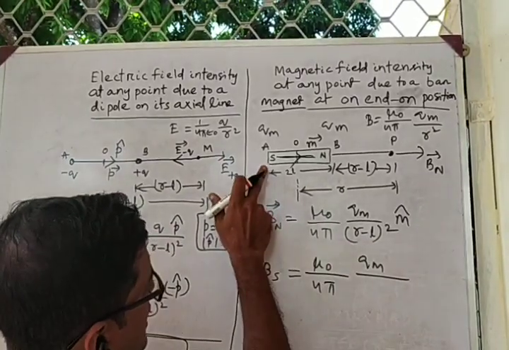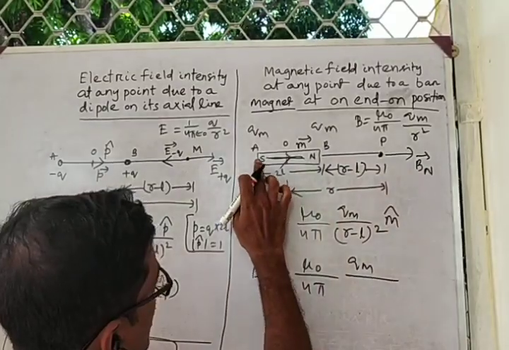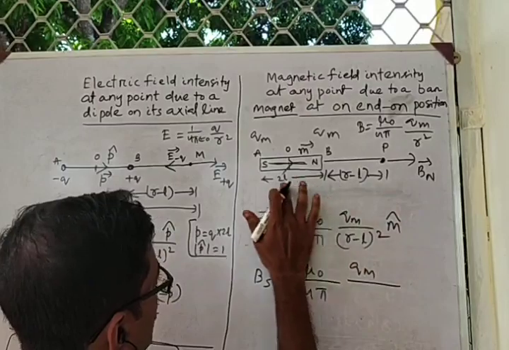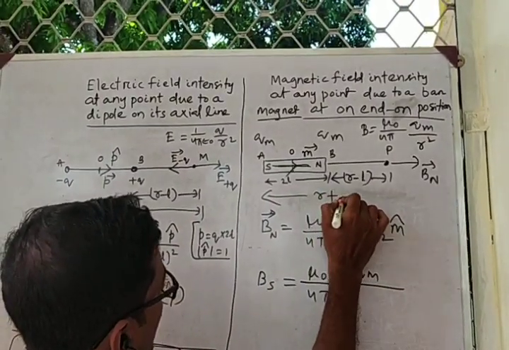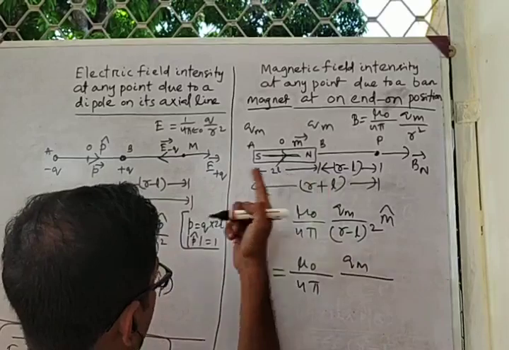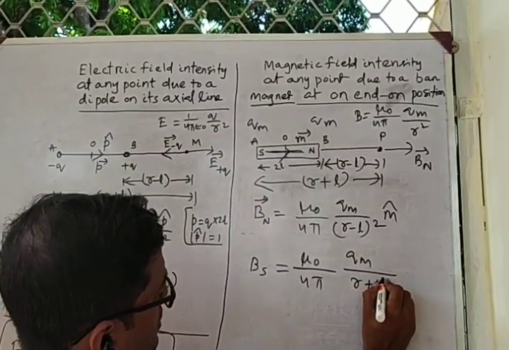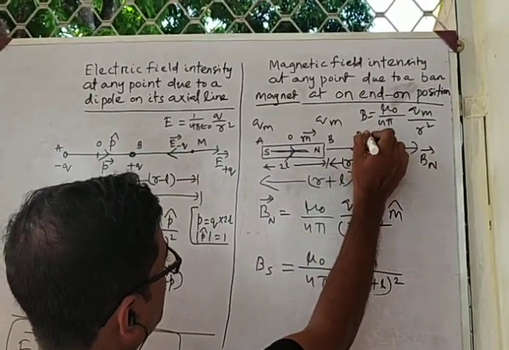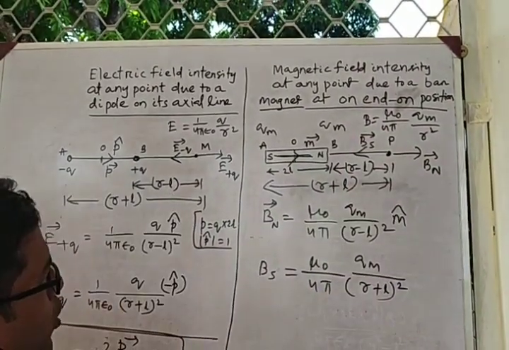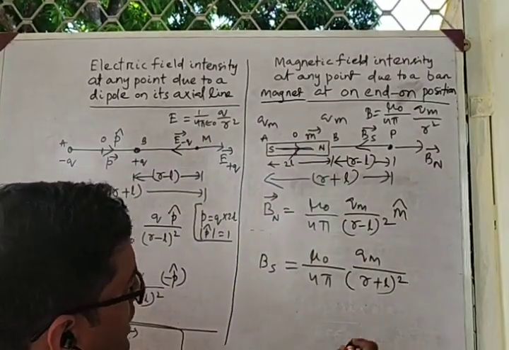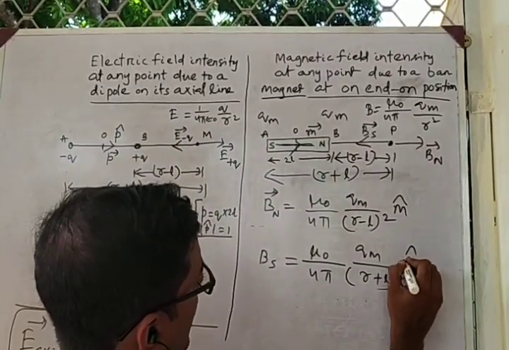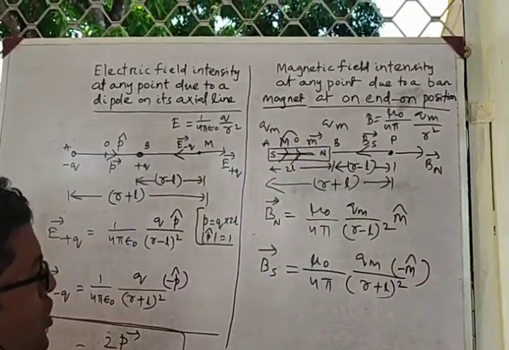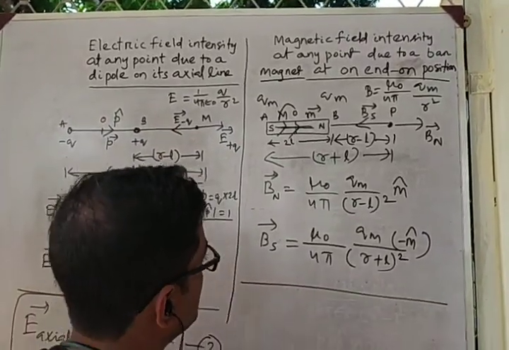Now tell me what is the distance from south pole to P. From south pole to P will be r plus L. Already I have discussed here. So r plus L square. Now direction of magnetic field due to south pole is always towards the south pole, which is opposite to the direction of magnetic dipole moment. So I am taking minus m cap here. This is the m cap.